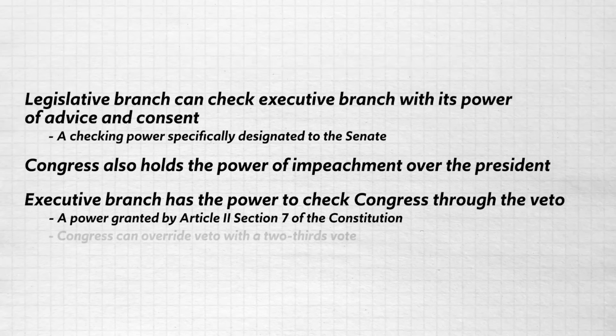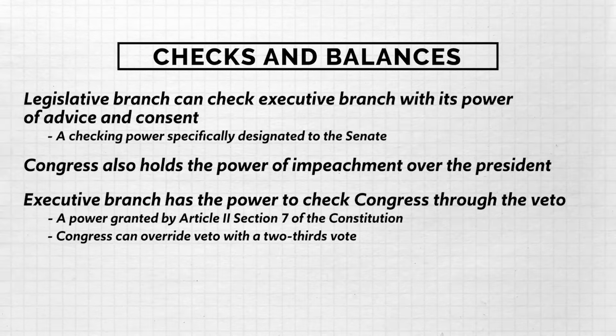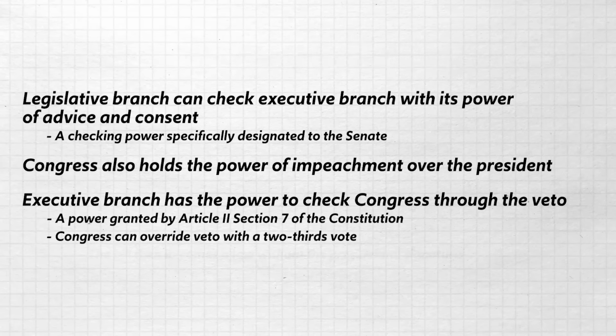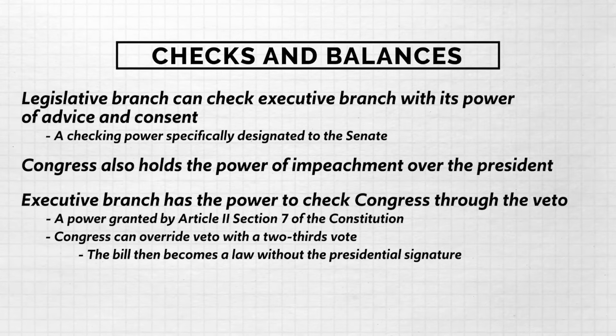However, Congress does have the power to check the president's checking power in the veto. If the president vetoes a bill, Congress can override that veto with a 2/3 vote. And if they can muster that much support, then the bill becomes a law without the presidential signature. And then the judicial branch has some checking power of its own.